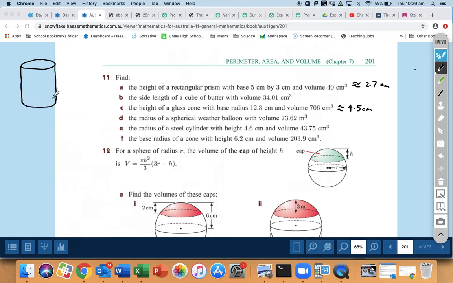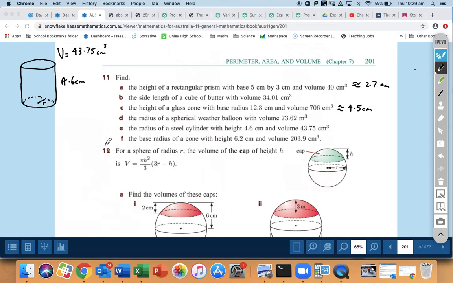So I'm doing E here. The cylinder will have a certain radius, R. We don't know what that is. We know the height is 6.2. And we know that the volume of this cylinder is, I've copied the wrong number down. The height was 4.6. Just rewrite that again, 4.6 centimeters. The volume is 43.75 cubic centimeters.